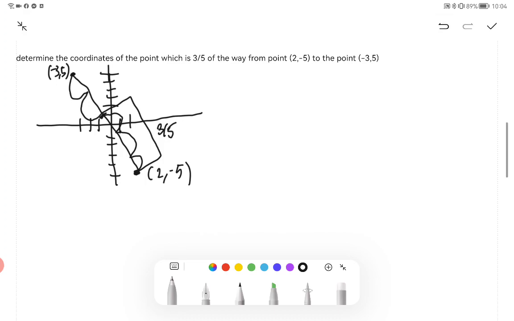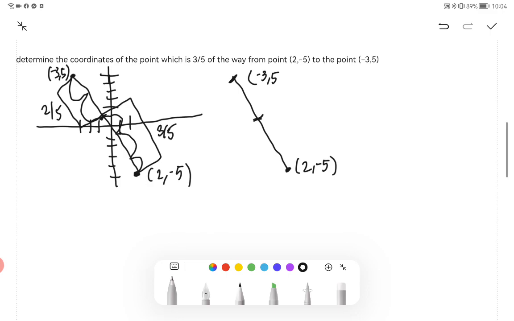Just 2. So this will become 2/5, because 1 minus 3/5 is 2/5, so that the total will become 1. So let's go ahead and rewrite. We have here a line, point (2, -5), and then this part is (-3, 5). We have our ratio number 1, which is equal to 3/5, and then our ratio number 2 is equal to 2/5.